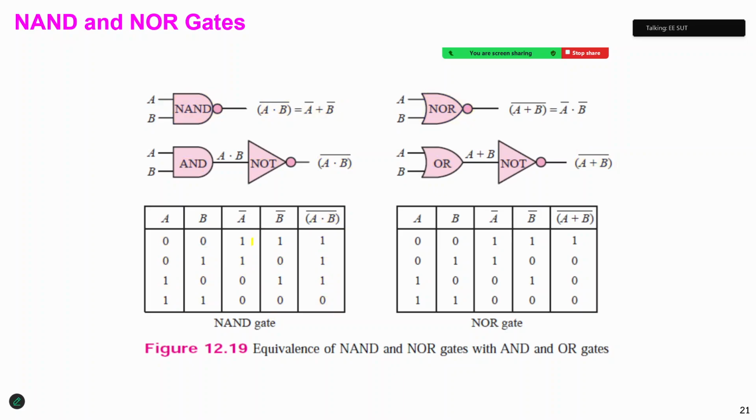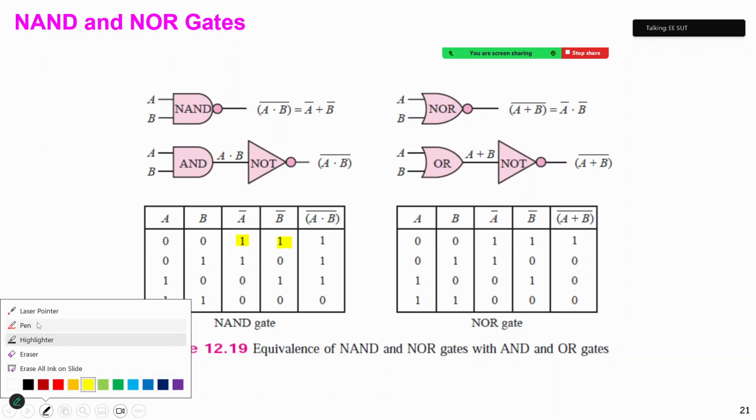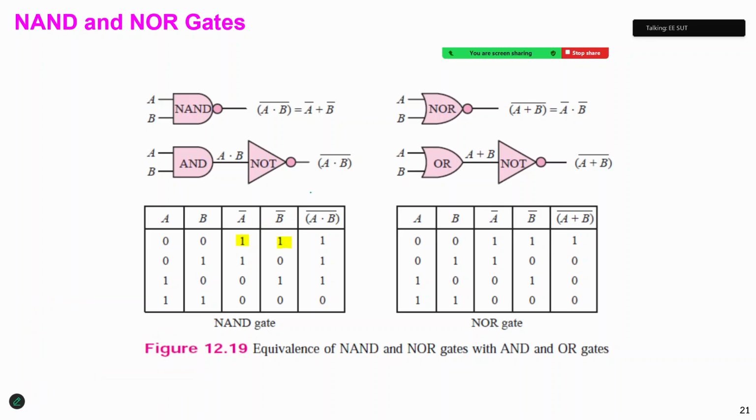So in this case, A, B all together, if we use A bar OR B bar, 1 or 1, we get 1. 1 or 0, we get 1. 0 or 1, we also get 1. 0 or 0, we get 0. So this is equal, right? (A and B) inverse is equal to A inverse OR B inverse, like this.